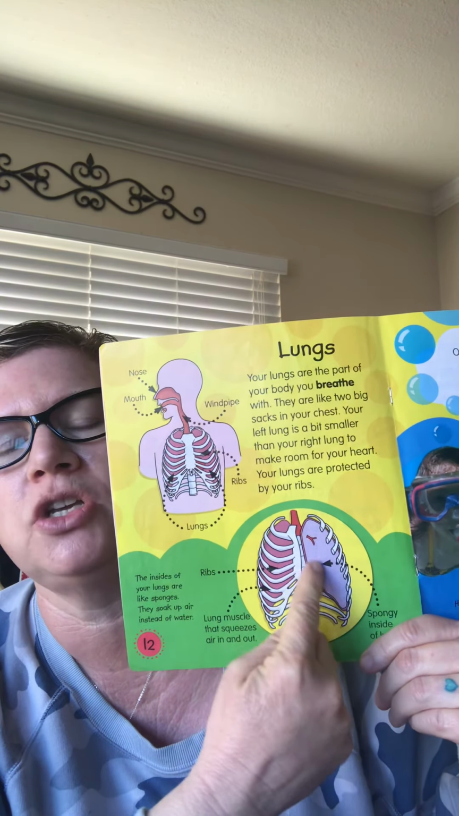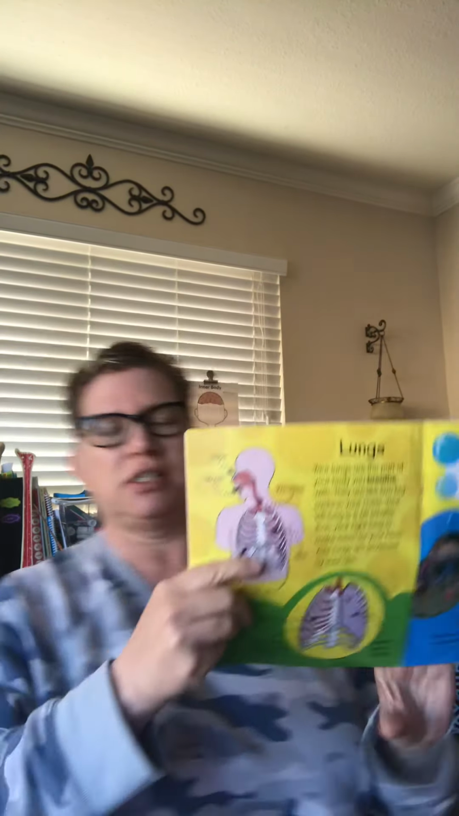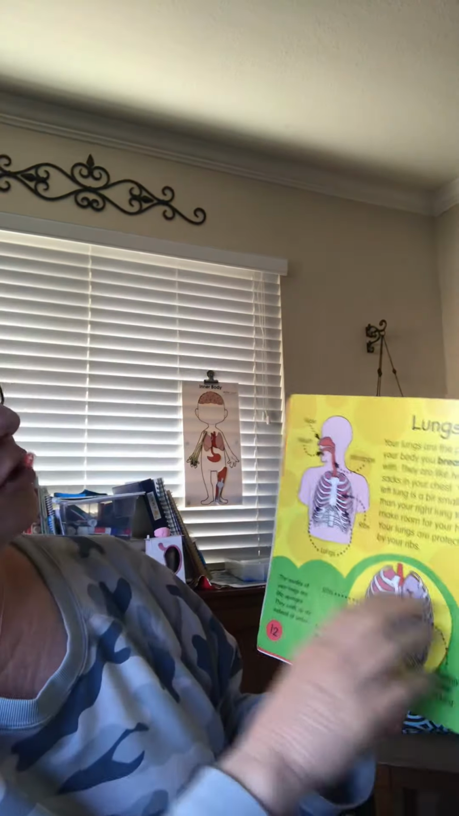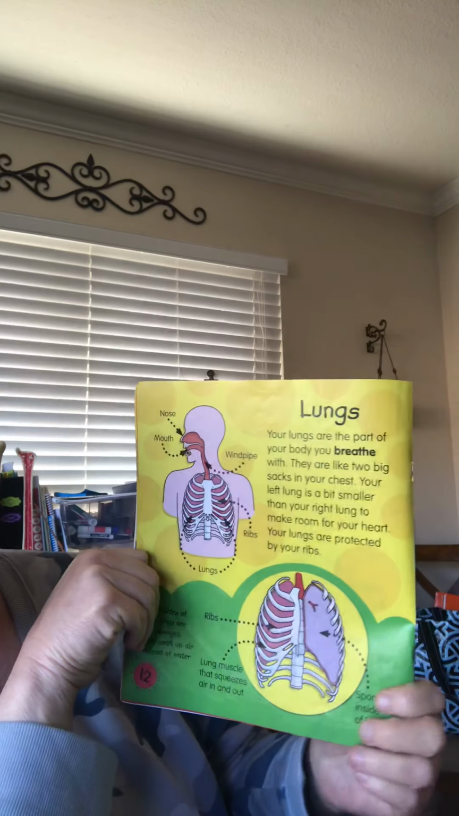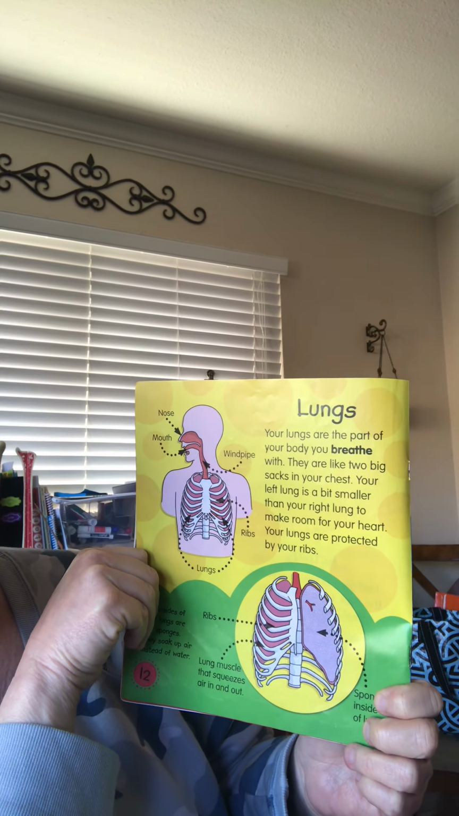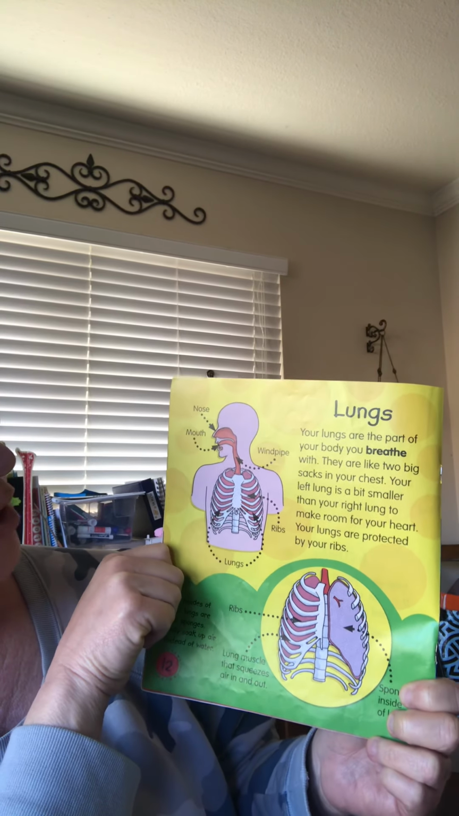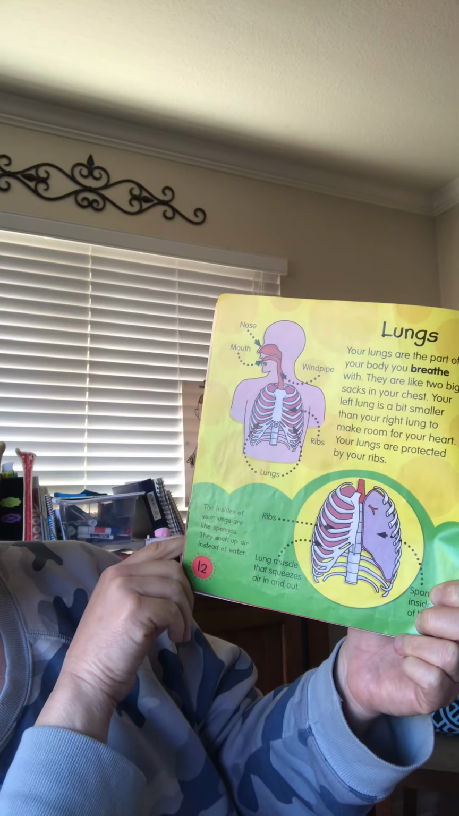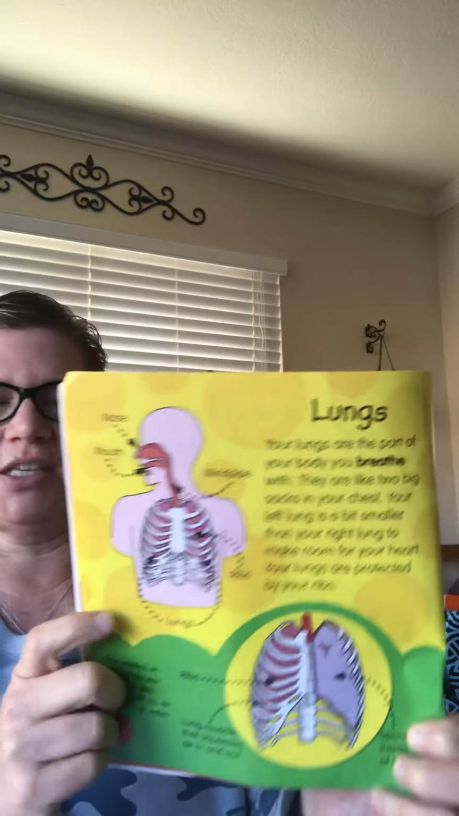It's like a sponge. Normally if you think of a sponge, it holds water, right? When you're cleaning or wiping things down. But in our lungs, it's spongy and it holds air and oxygen. So let's read about our lungs. Your lungs are the part of your body you breathe with. They are like two big sacs in your chest. Your left lung is a bit smaller than your right lung to make room for your heart. Your lungs are protected by your ribs. The inside of your lungs are like sponges. They soak up air instead of water, just like we said.